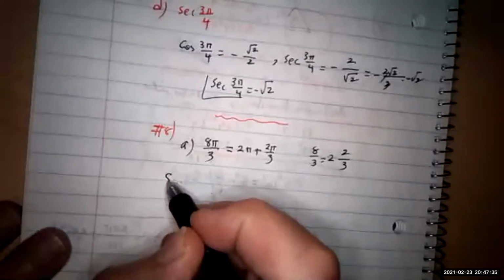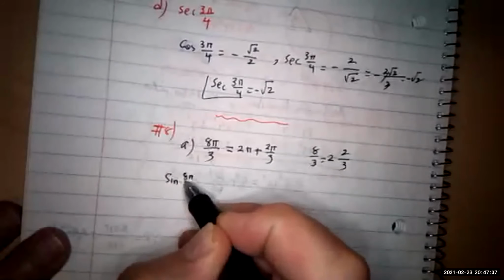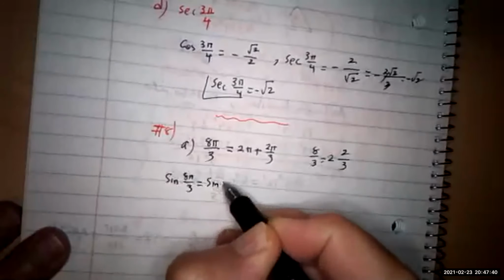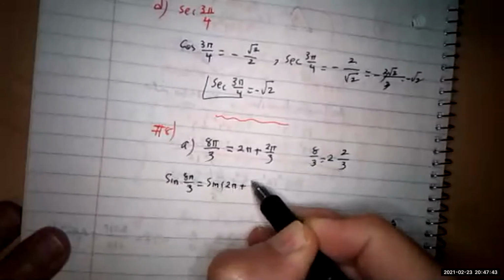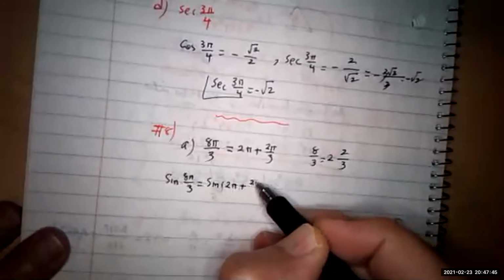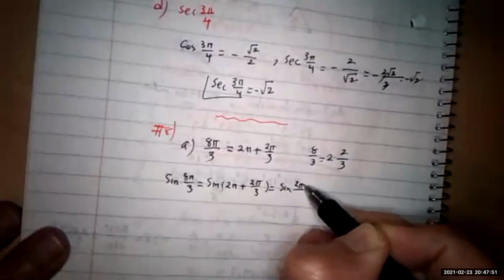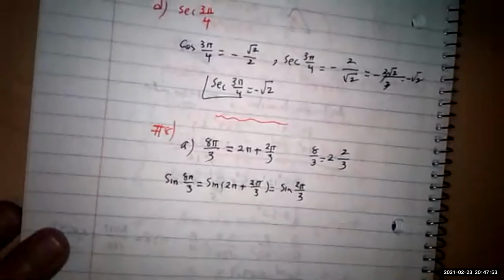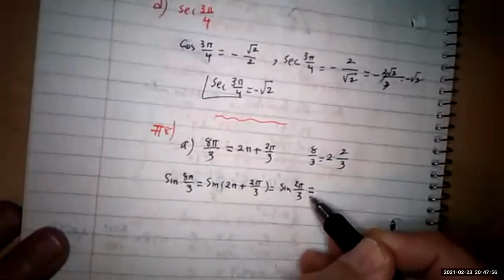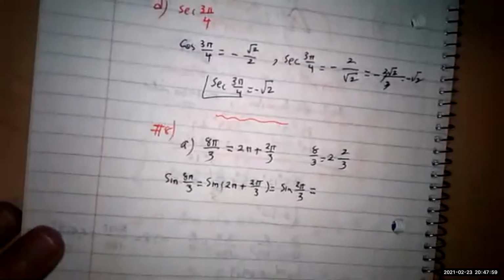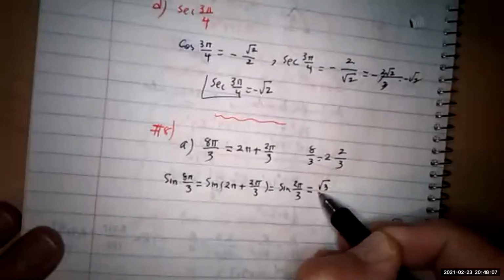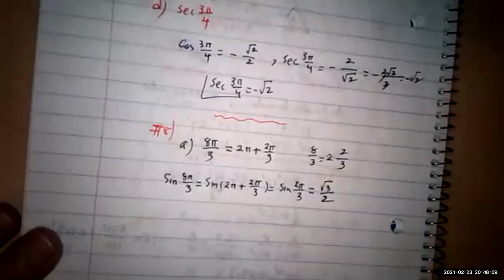So for example, if you want to find the sine of the 8 pi third, it's going to be the sine of 2 pi plus 2 pi third, which is going to be the sine of 2 pi third. Use the table and you get it. It's in the second quadrant and it's the same as the 60, 120. So that gives you radical 3 over 2. So this is going to be the first part. Any question?